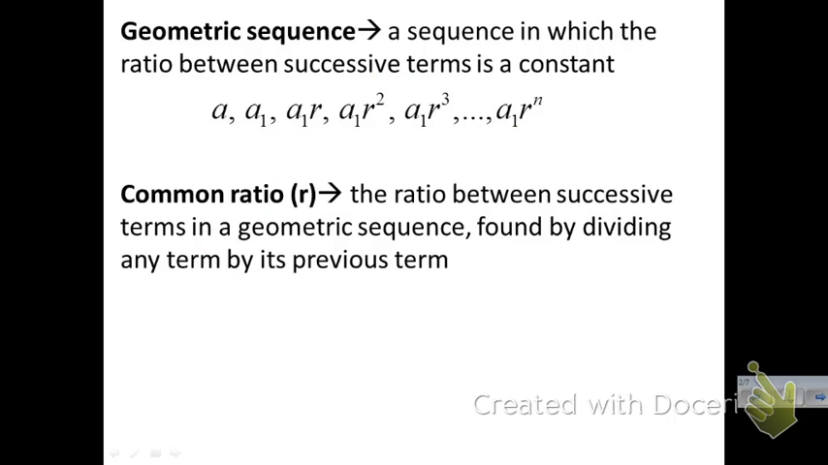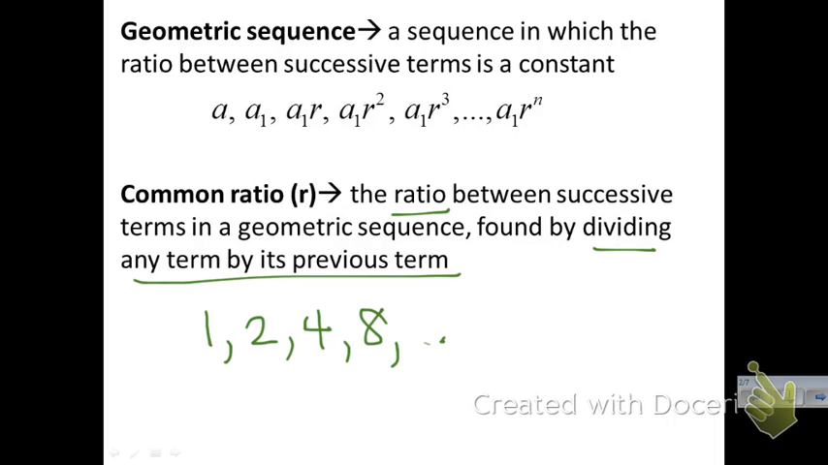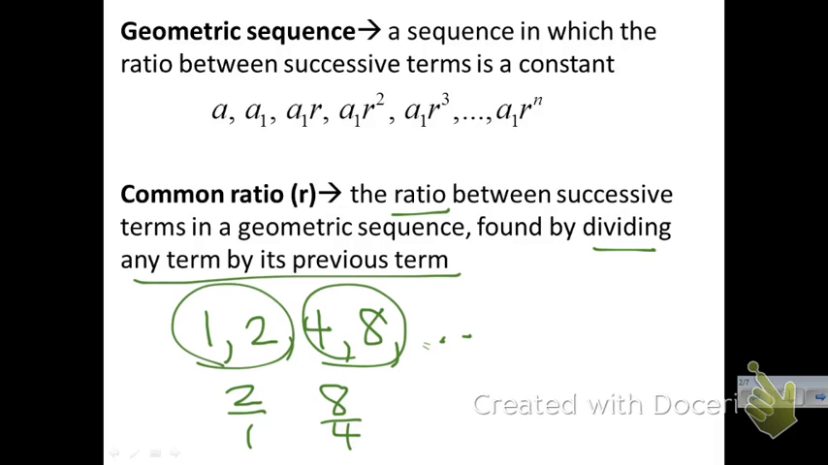The common ratio is the ratio that we get between successive terms in a geometric sequence. It's found by dividing any term by its previous term. So I think I had this sequence earlier. You can find that ratio by taking these two, 2 divided by 1, or those two, 8 divided by 4. Either way, you'll get a 2. Or you could take the middle two terms, 4 divided by 2. Any term divided by its previous term will give you that common ratio.